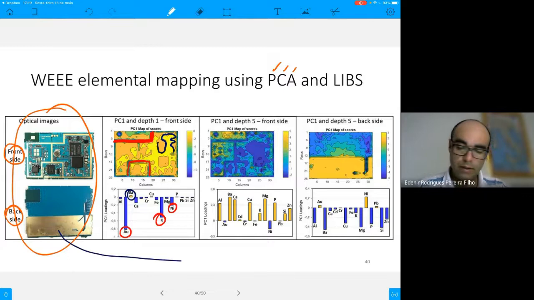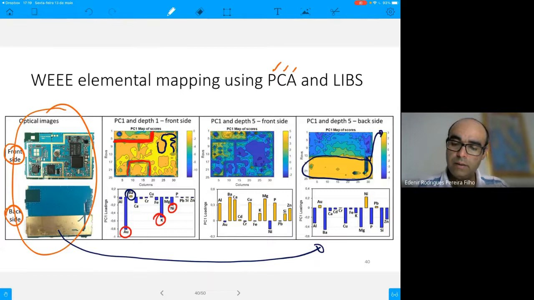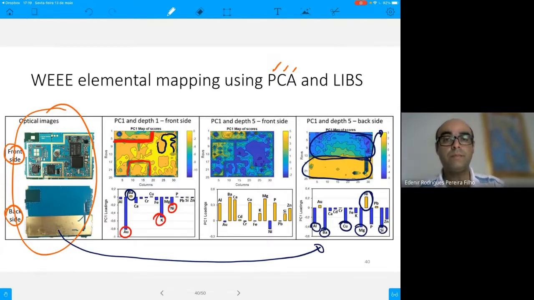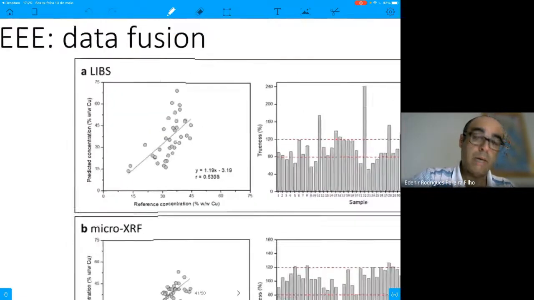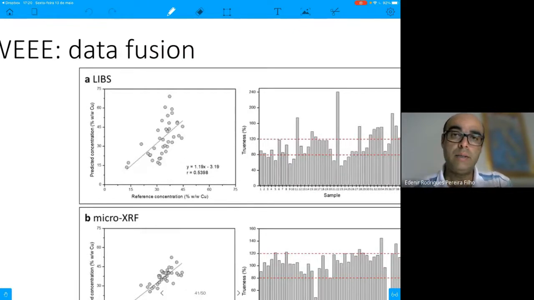On the back side here, this area presents high score values, and this area is rich in nickel. The blue part is rich in copper, aluminum, barium, magnesium, silicon. These are some results that we found for electronic waste. Data fusion. Our main goal here was to determine copper in this type of sample in order to perform a recycling process after.